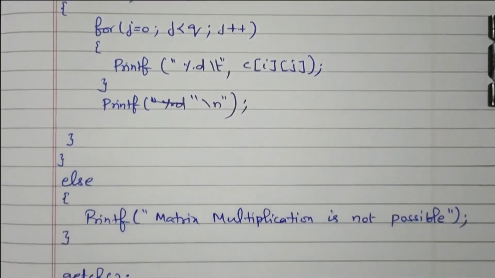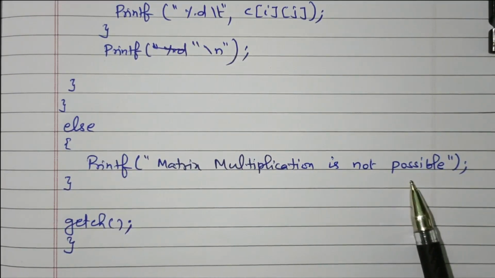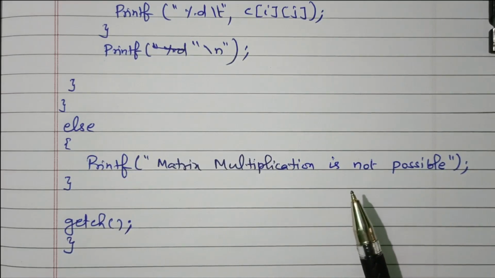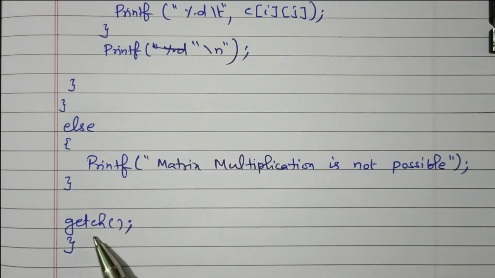Else, suppose the given condition is not correct. We need to print that matrix multiplication is not possible, right? We can print that. In this program we got the matrix elements first and after that we are checking. Before getting the matrix elements also we can check, so that we can reduce the process. So getch and close the program. Getch means it will wait for a character, so that we can see the output of the program. Then close the brace.